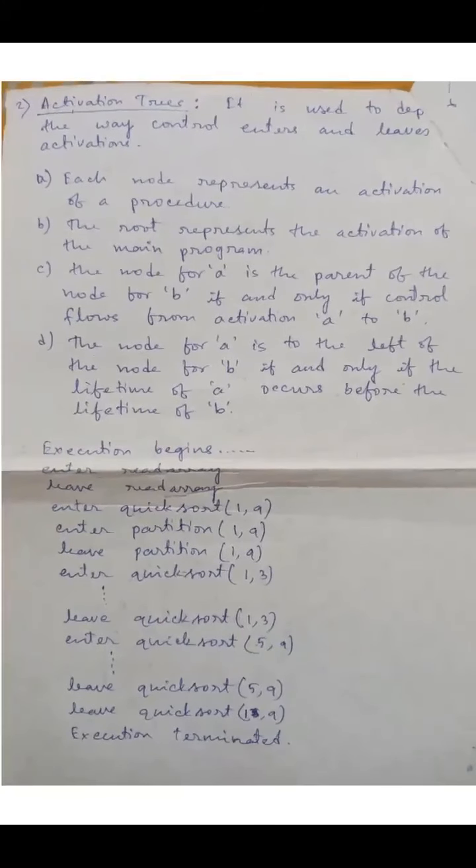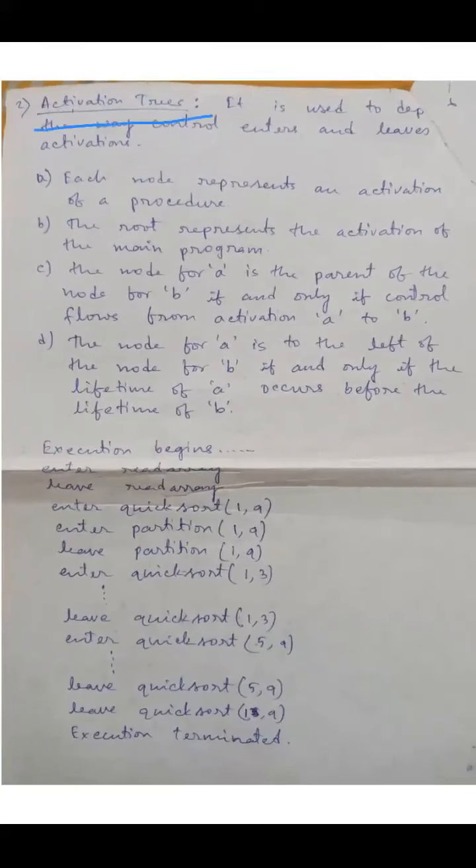Next, very important point: activation tree. What is an activation tree? I've told you already what activation is. Activation means execution of a procedure or function. Then what is an activation tree? Say in your program you have defined 5 functions: 1, 2, 3, 4, 5. First you will call your main function, then the main function will call function 1, then function 2, function 3, function 4, function 5. Now how will these functions be called? That is the sequence of calling.